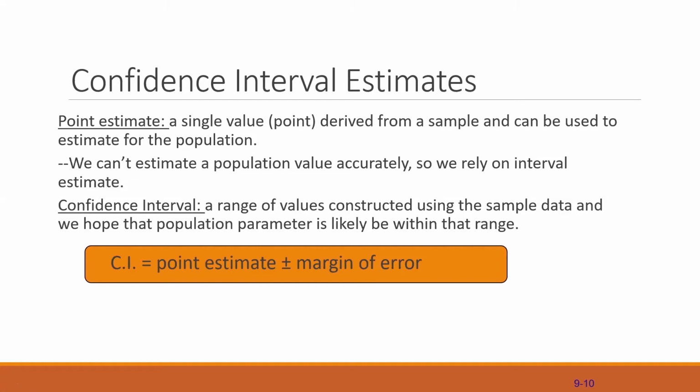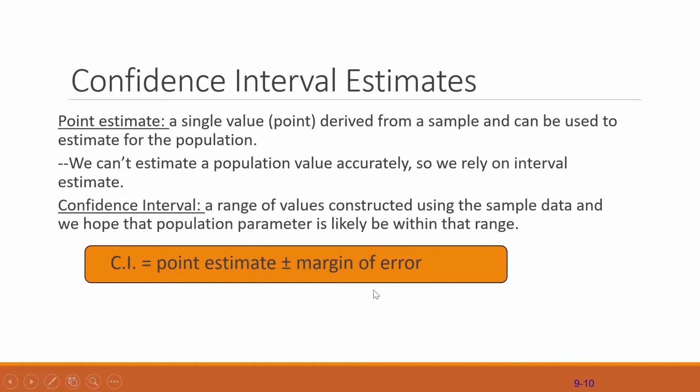Okay, it's not a random range. It's a range that we can be sure that the population mean is in it with a very high confidence. We can't say 100%, but we are very confident that the population average is within that range.